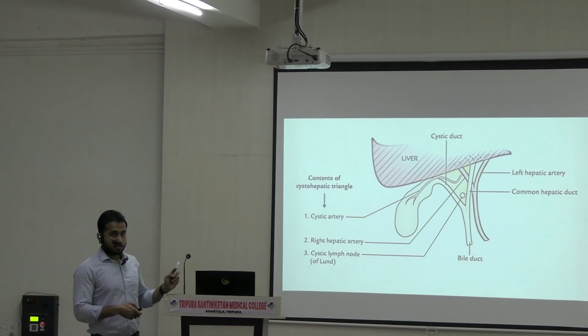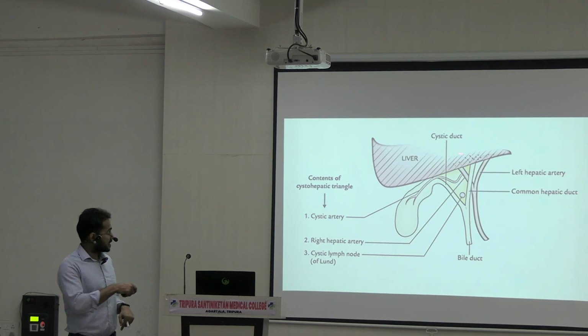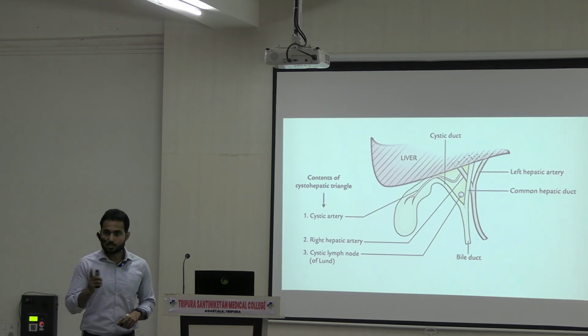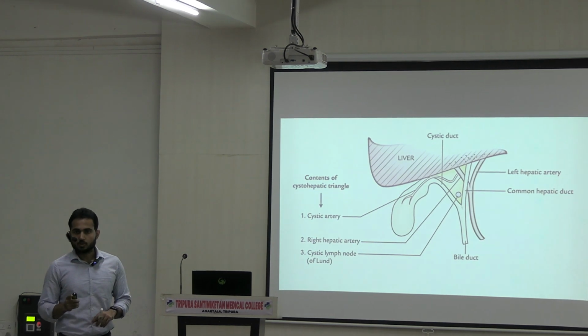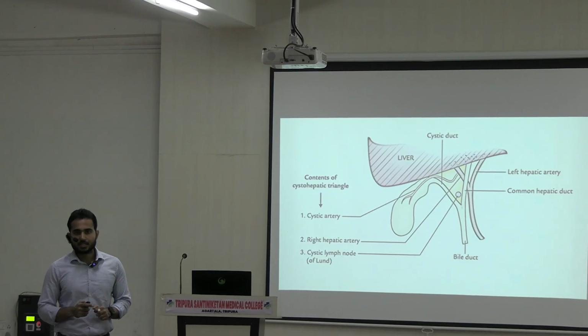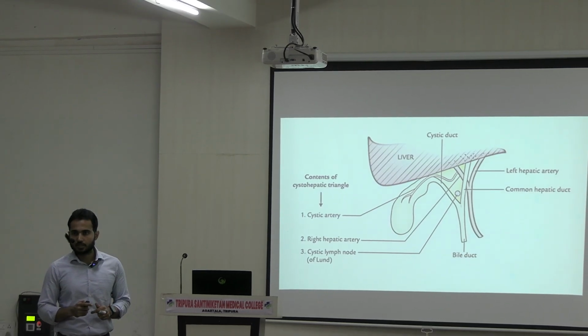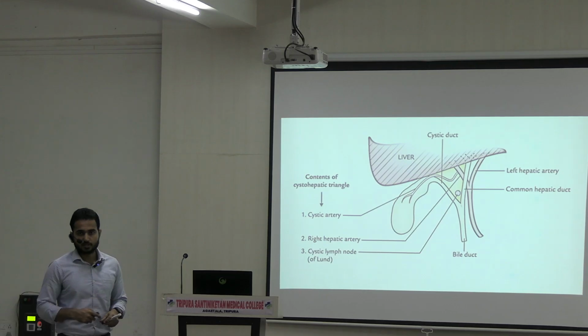Next time when you go to the dissection hall, please try to see this particular area, the Calot's triangle, its boundaries and contents. In the contents, mainly you will get the cystic artery. The cystic vein is also there, and some lymphatics are also present.